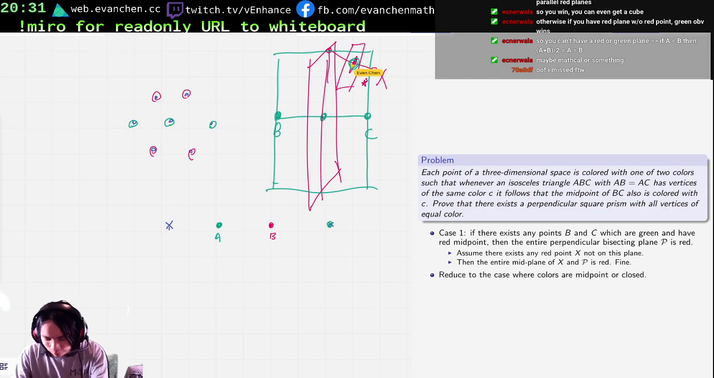Which honestly seems annoying too. Midpoint closed. That's the only condition we get. In which case, if it's midpoint closed, I wonder if the number of dimensions even matters, or something like that.